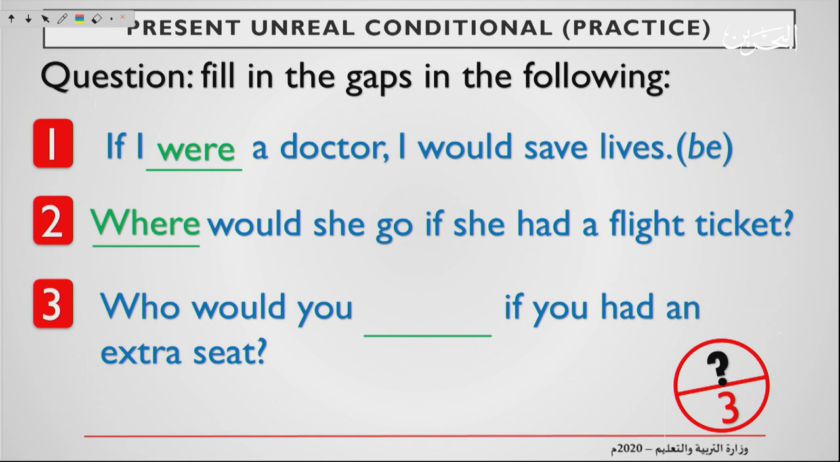Who would you gap if you had an extra seat? Question mark. 5 seconds. All right, let's check. The answer is choose. All right, who would you choose if you had an extra seat? All right, the verb is choose. All right.